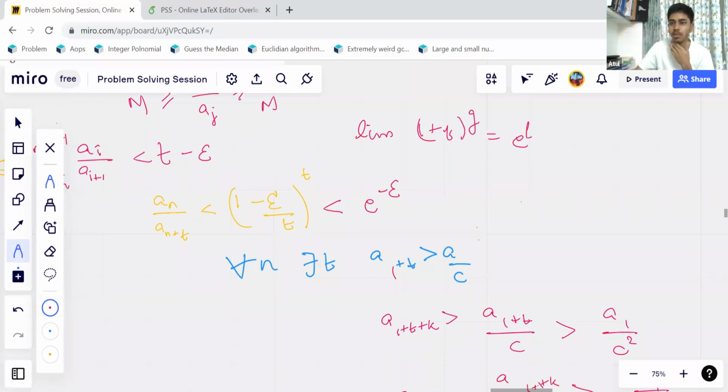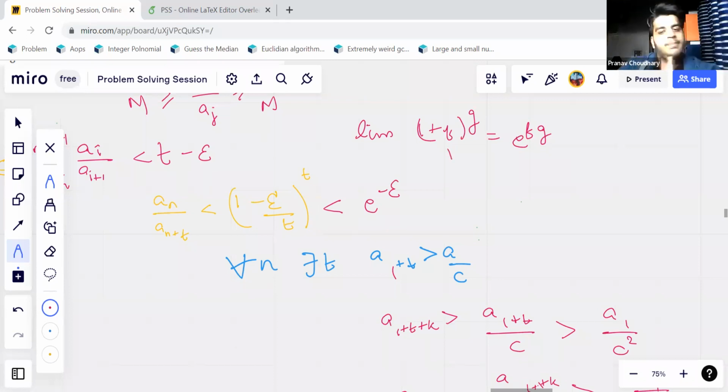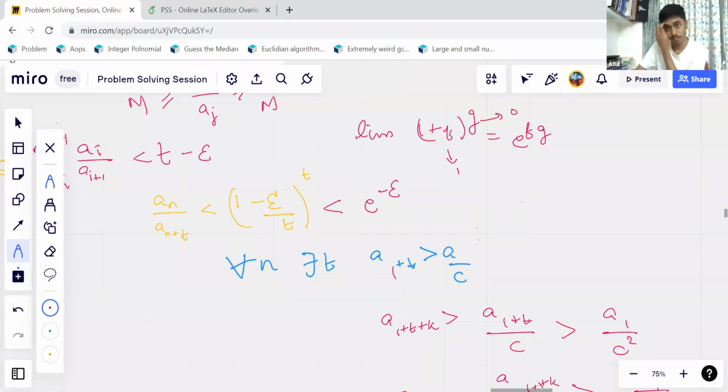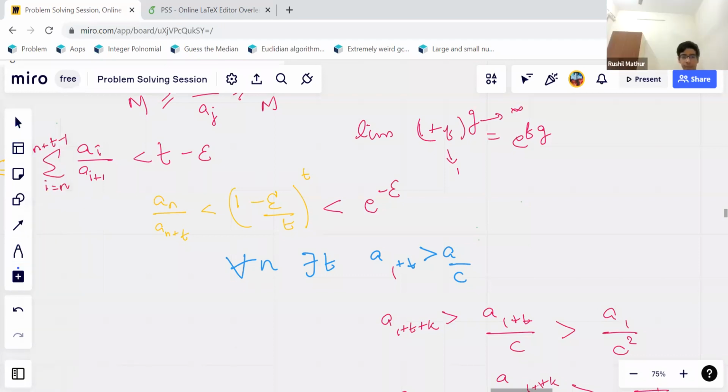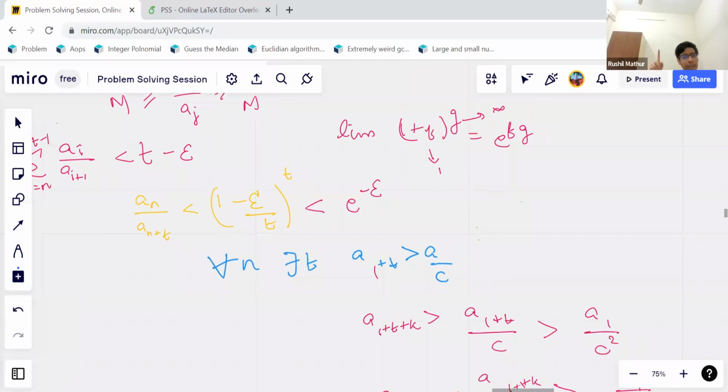This equals e to the fg or something. Oh, if this is tending to 1 and this is tending to 0, or this is tending to infinity. Yeah. And also, f is tending to 0, right? Or something? F is, yeah, I mean, the whole thing is tending to 1. Yeah, yeah. Okay.